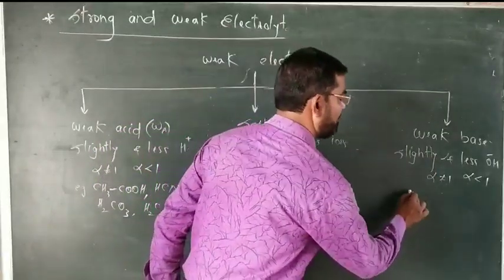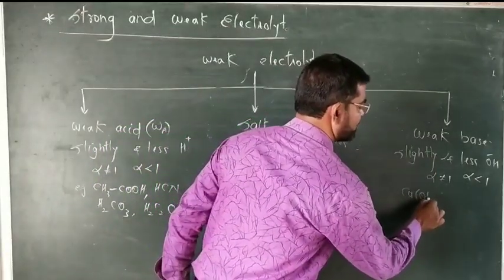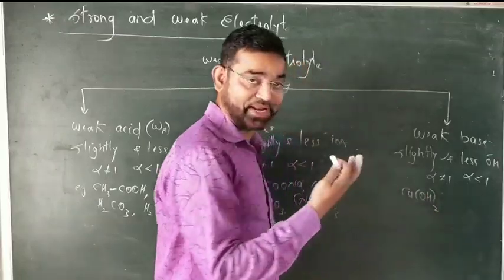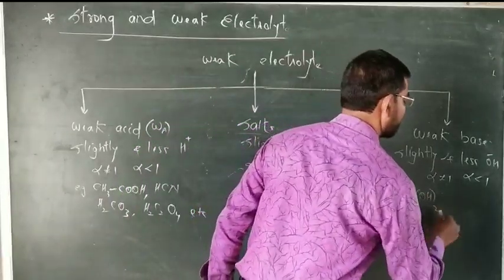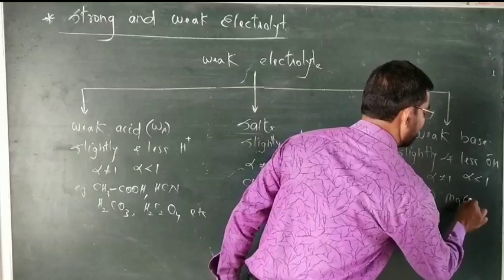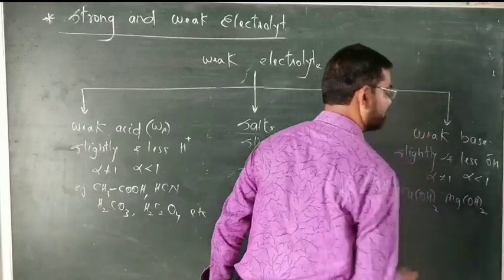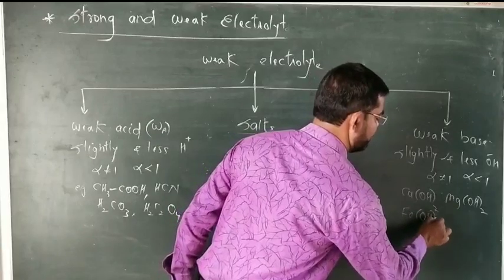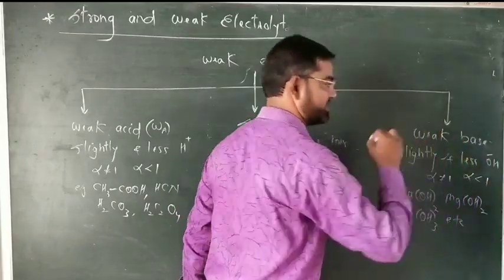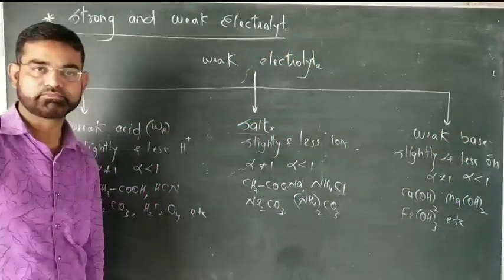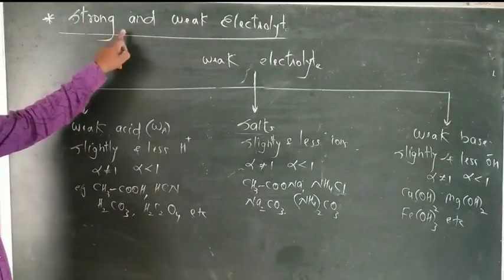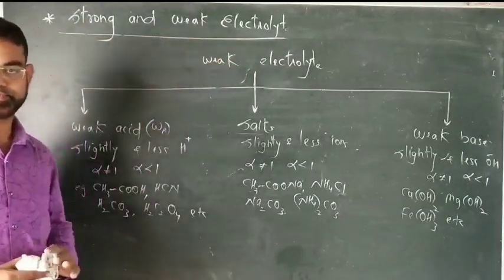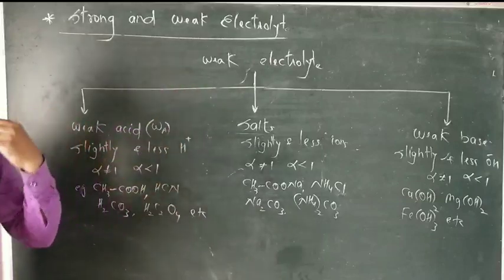For example, cupric hydroxide, you can call it copper hydroxide, magnesium hydroxide, similarly ferric hydroxide, etc. This is about the strong and weak electrolyte. See carefully.